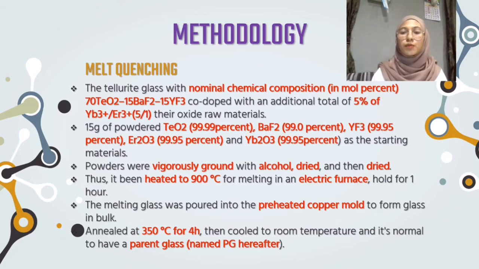The melting glass was poured into the preheated copper mold to form glass in bulk. It was annealed at 350 degrees Celsius for 4 hours, then cooled to room temperature, and is named parent glass, PG hereafter.